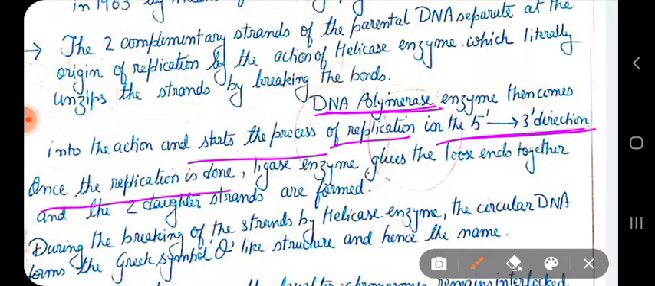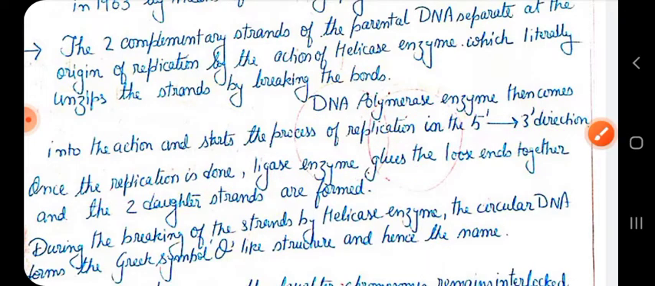Once the replication is done, the ligase enzyme builds a phosphodiester bridge between the strands, and the two daughter strands are formed.